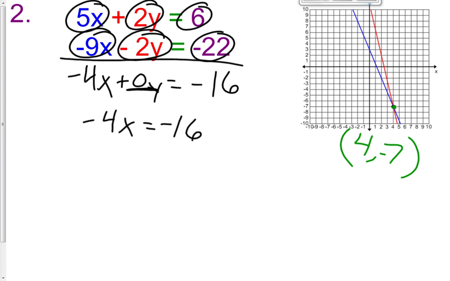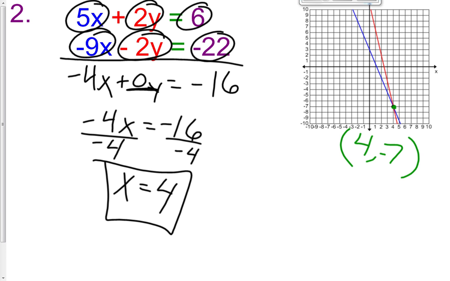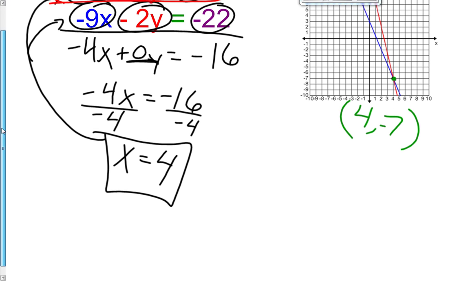Now that we know that, let's find x by dividing both sides by negative 4. So x equals negative 16 divided by negative 4, which is a positive 4. So the x-coordinate is a positive 4. I could put that into this equation, or I could put that into this equation and find the y variable. It doesn't matter. You do whatever you want to. I'm going to do this top one again. So 5x plus 2y equals 6.